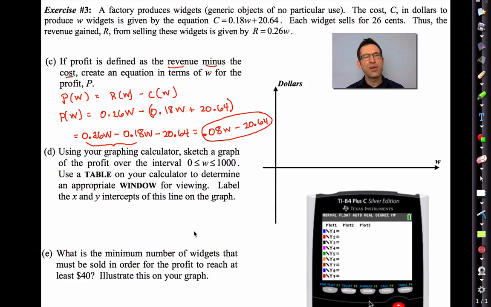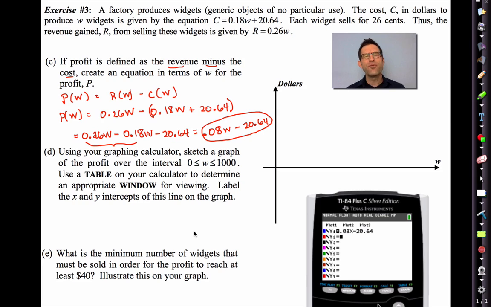All right, and now let's put in our new formula. Obviously, instead of w, we're going to have x, but let's put in y1, 0.08x minus 20.64. All right. Make sure I've got that all in there correct. It would be easy to make a mistake and put like 0.8x, but this is 0.08x.